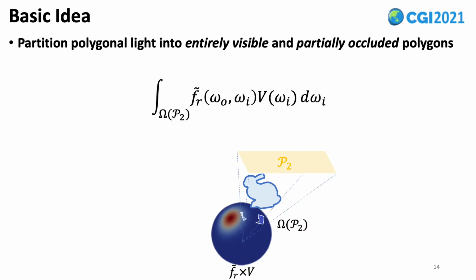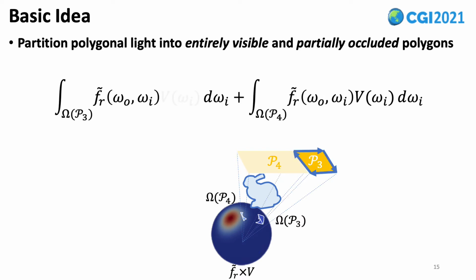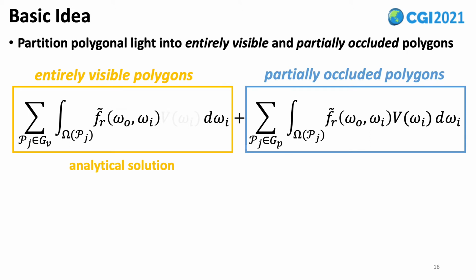The partially occluded polygon P2 is further subdivided into the entirely visible polygon P3 and the partially occluded polygon P4 as shown in this slide. By repeating this process, the polygonal light source can be partitioned into a set of entirely visible polygons and a set of partially occluded polygons. The former sum can be calculated analytically by using the boundary integral. On the other hand, the latter cannot be calculated analytically, due to the visibility function that returns either 0 or 1.